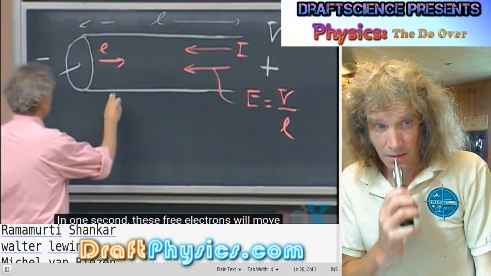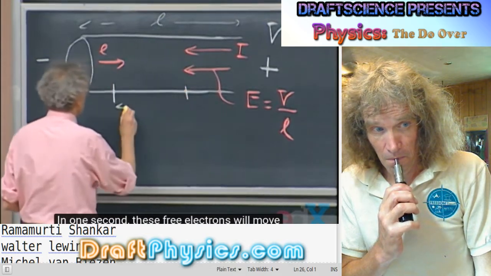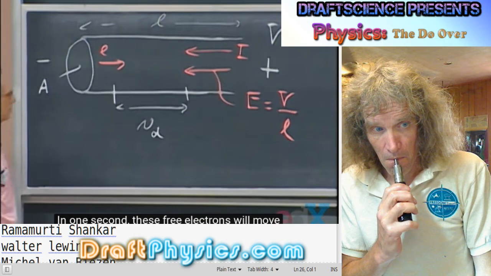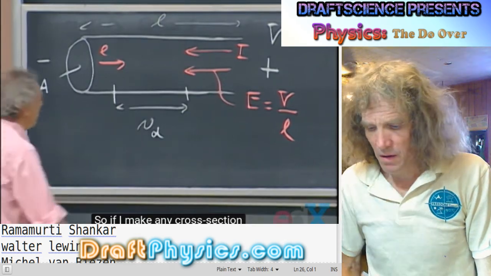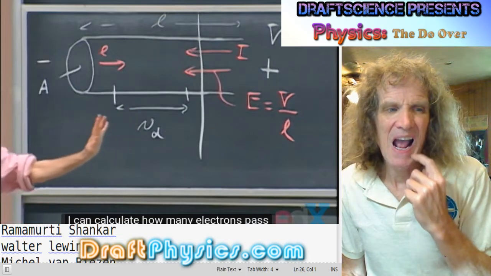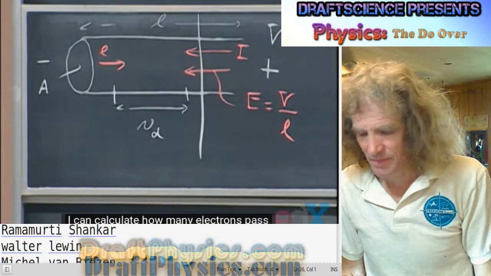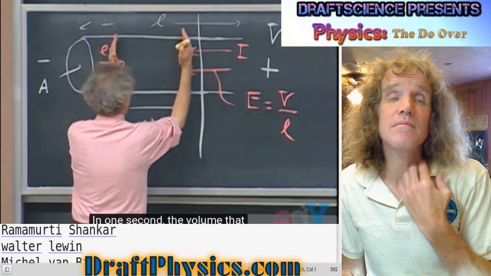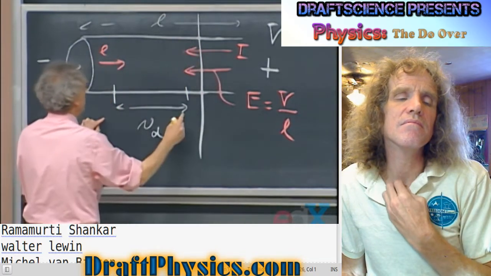In one second, these free electrons will move from left to right over a distance VD meters. So if I make any cross-section through this wire, anywhere, I can calculate how many electrons pass through that cross-section in 1 second. In 1 second, the volume that passes through here is VD times A.